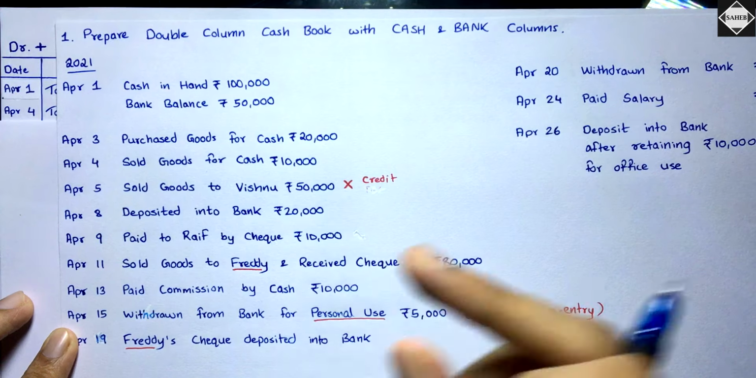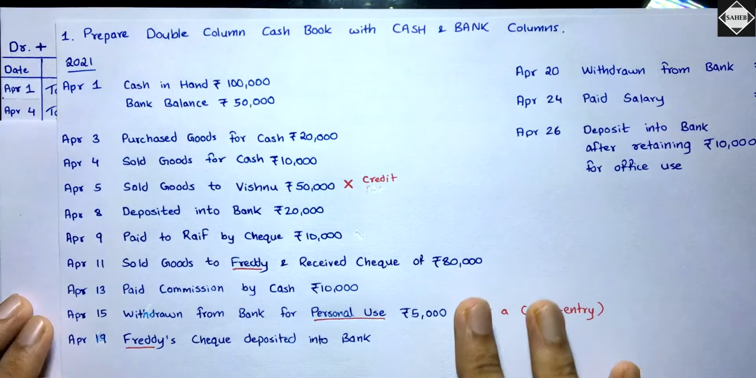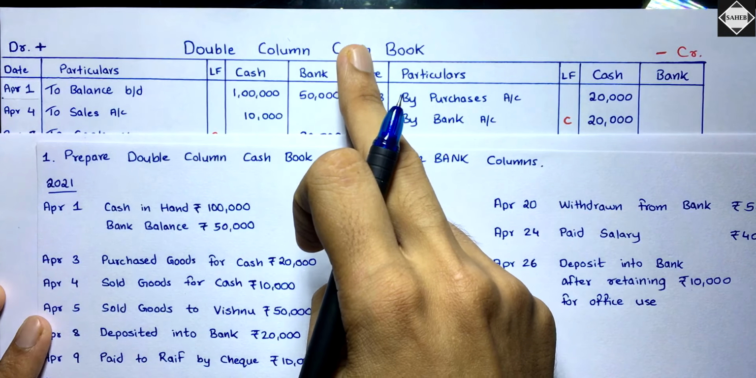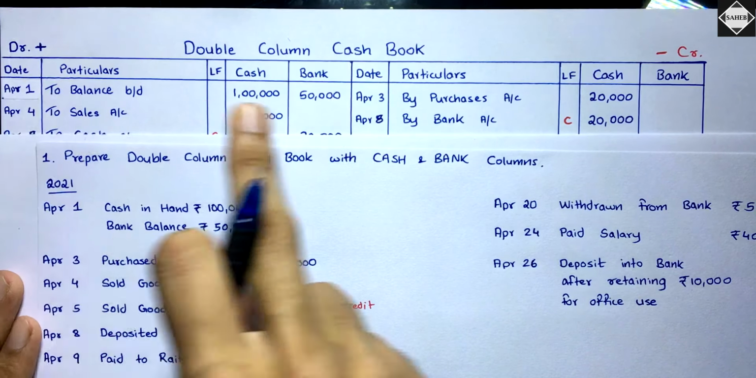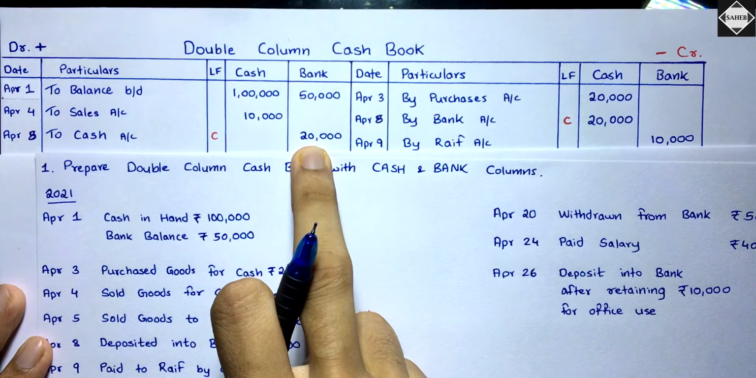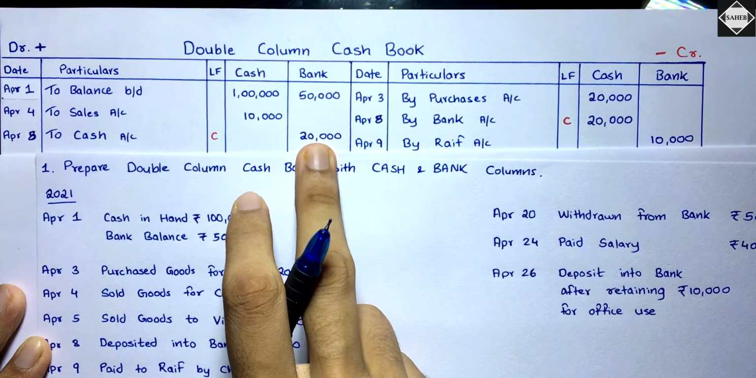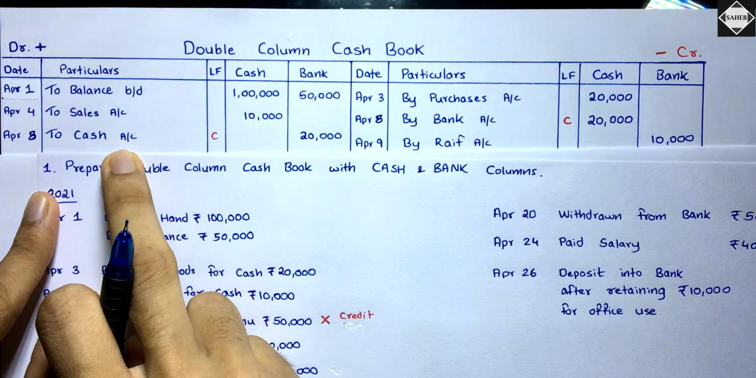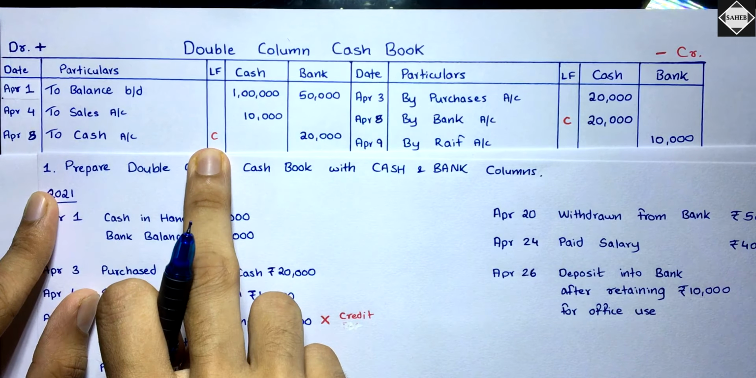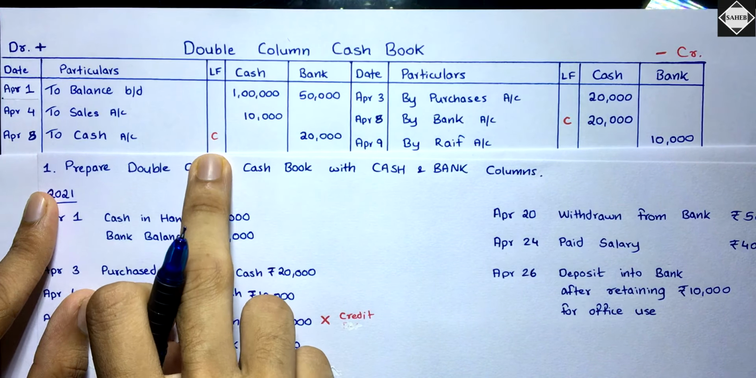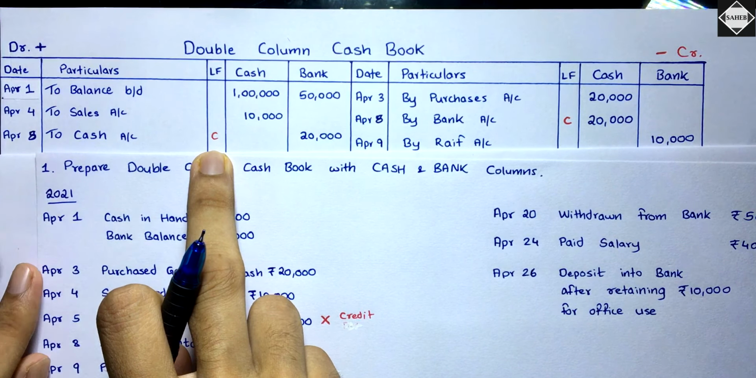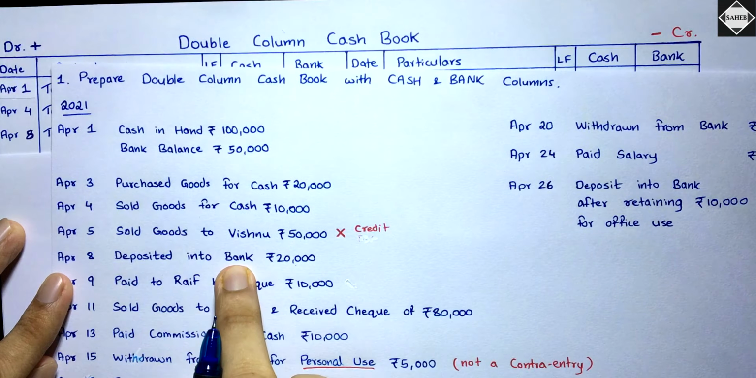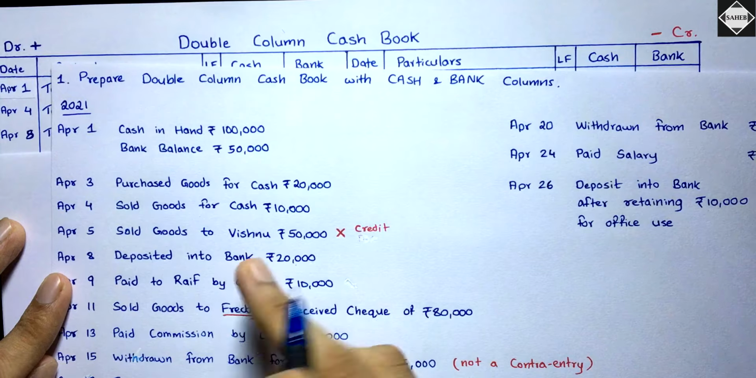First, let's record the effect on the bank. Okay, so bank balance is increasing. Bank is your asset. If it's increasing, then what will you do? You will debit the bank account. Write the amount in the bank column. See here, bank has increased by 20,000. Why has it increased? Because you have put the cash into the bank. So to cash account. And then mark this recording as contra entry in the ledger folio column. All right, fine. And then the other effect you also have to show, which is in the cash column. See here, because of this, what happened? The second effect is cash has decreased.